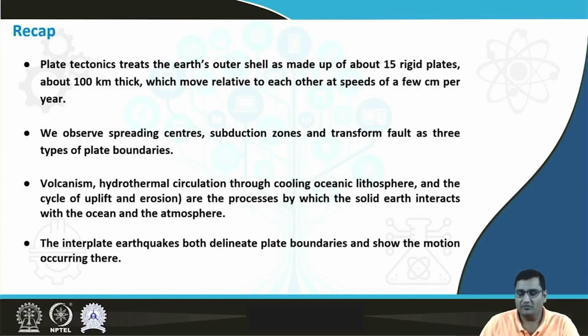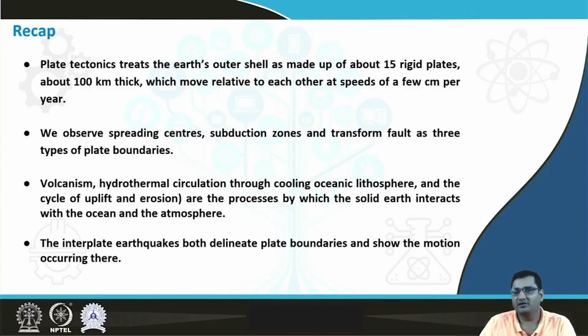As far as the recap of previous lectures is concerned, we learnt that plate tectonics treats the Earth's outer shell as made up of about 15 rigid plates about 100 km thick, which move relative to each other at a speed of a few centimeters per year. We observe spreading centers, subduction zones, and transform faults as three types of plate boundaries. So spreading centers are basically divergent plate boundaries, subduction zones are convergent plate boundaries, and transform faults are basically the boundaries where the plates move horizontally relative to each other. So these are the types of plate boundaries.